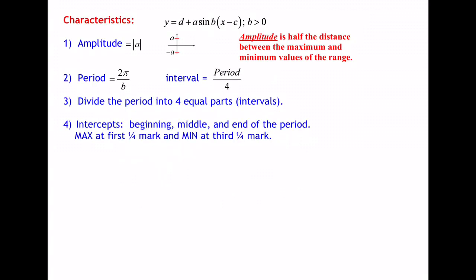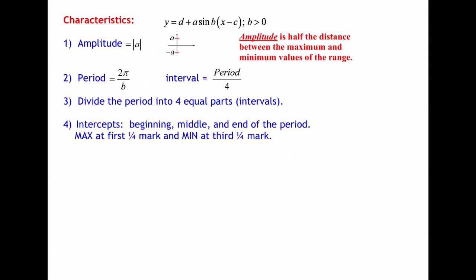All right, now let's discuss some of these key characteristics of the function. As you look at your equation, y equals d plus a sine of b times x minus c, where b has to be greater than 0, these are all your transformations. So use the same stuff that we did earlier with transformations. Now we're just applying it to a new function, in this case the sine function. But we still have our vertical and horizontal transformations. We still have our reflections. We still have our vertical and horizontal stretch and shrinks.